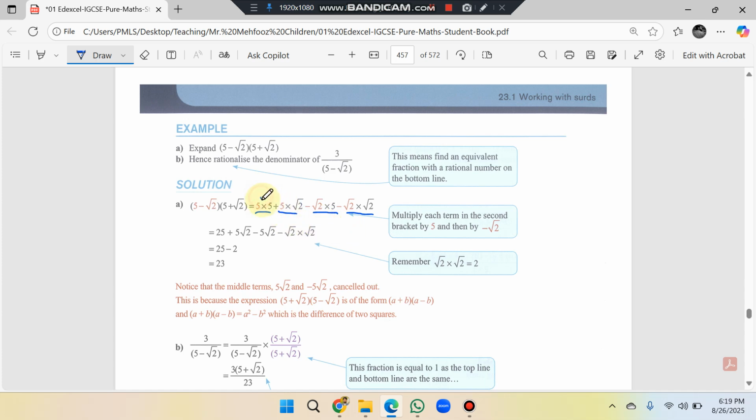So now 5 multiplied by 5 is 25, 5 multiplied by square root of 2 is 5 square root of 2, minus square root of 2 multiplied by 5 can be written as minus 5 square root of 2, with a negative sign, and minus square root of 2 multiplied by square root of 2 as it is. Now this is cancelled out by this, because this is plus 5 square root of 2 and this is minus 5 square root of 2, and minus square root of 2 multiplied by square root of 2 becomes minus 2. So 25 minus 2 equals 23.